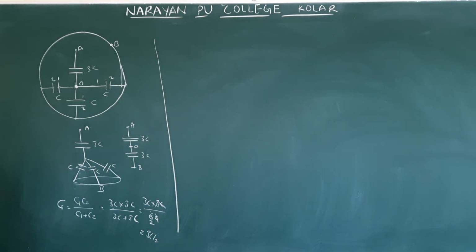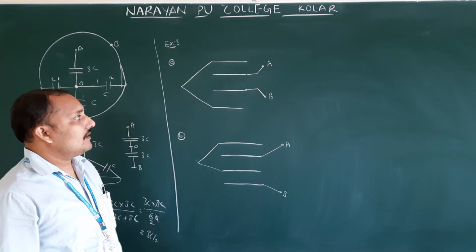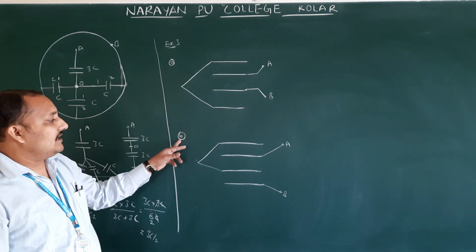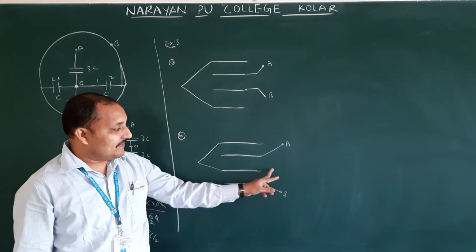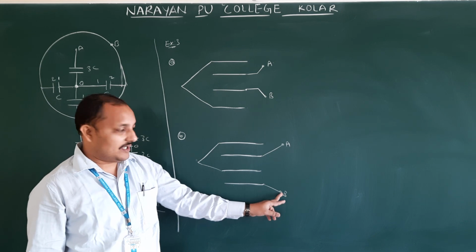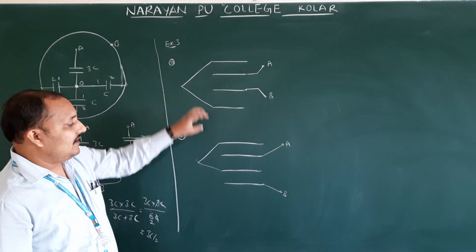So next, coming to our part, page number 48. I said yesterday that examples 3 and 4 are different models we will discuss next class. So we will see examples 3 and 4. See, this is example 3. They gave two questions here. In this one they connected B, which is wrong. B they have to connect here. So this is A, this is B.